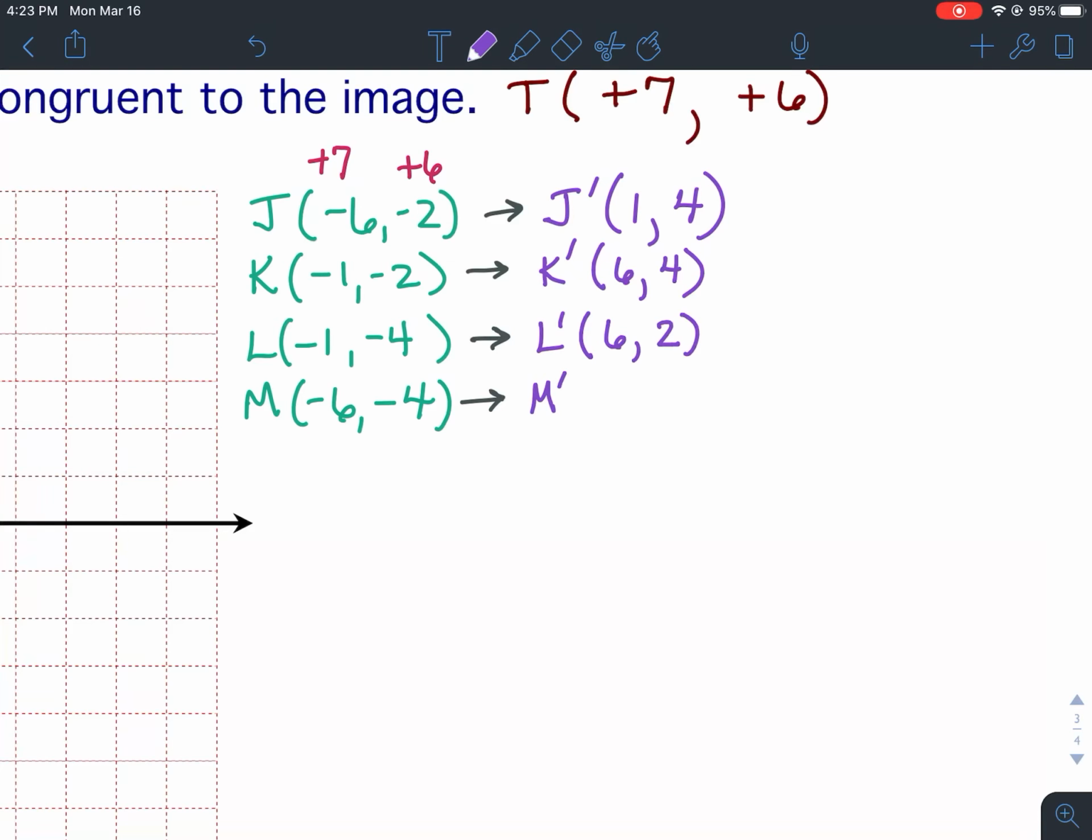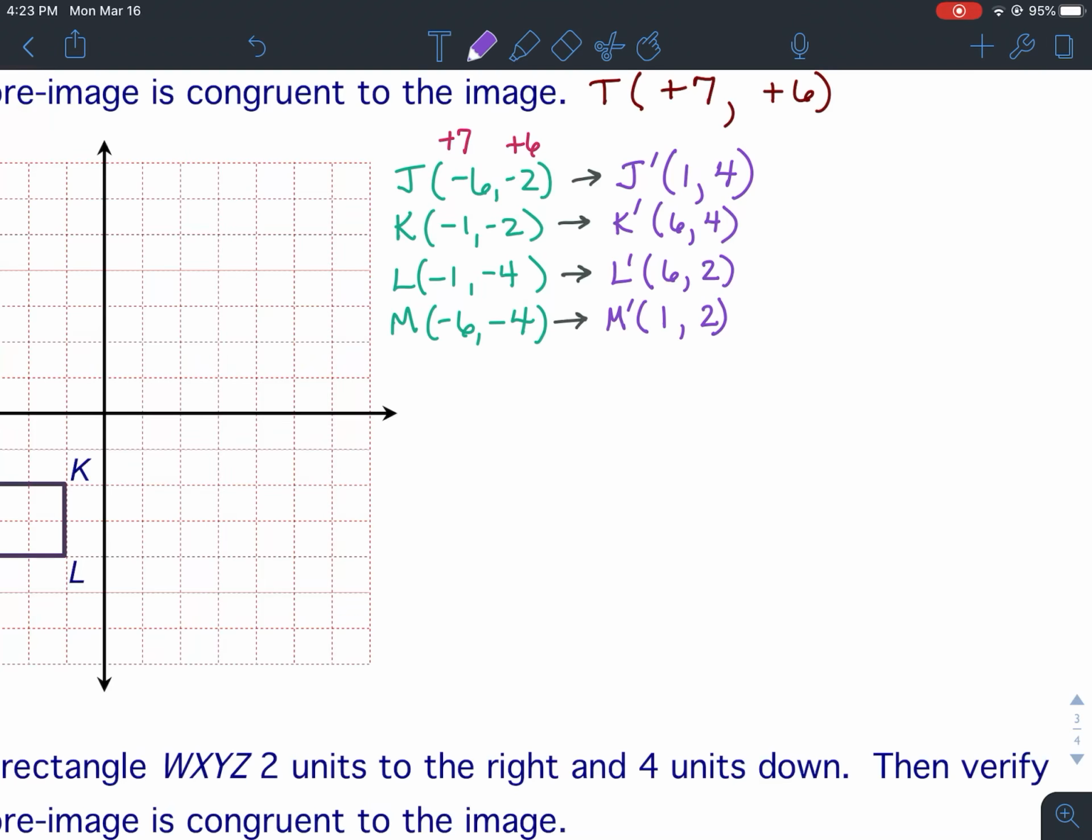And then last, M prime, -6 plus 7, which is 1. -4 plus 6, which is 2. So now we have the ordered pairs for our prime figure. And we're going to go ahead and plot these. We're going to plot them, and then you should connect them with your straight edge.